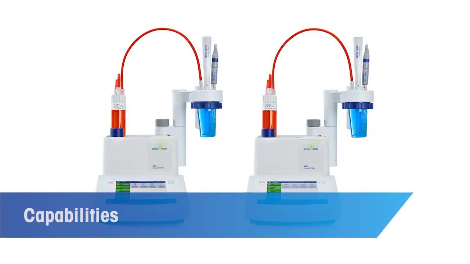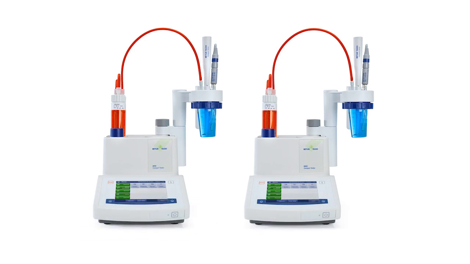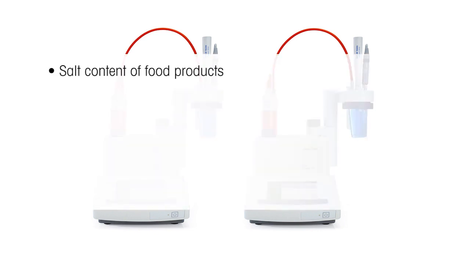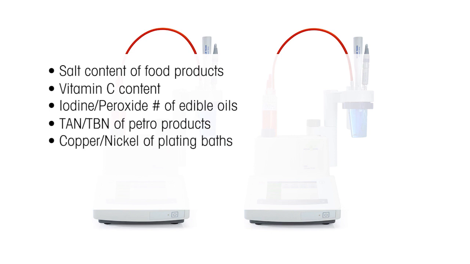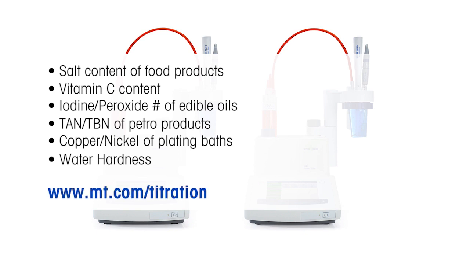This demonstration covered a basic acid-base application on the compact titrators and hopefully showcased its ease of use and flexibility. Other applications include salt content of food products, vitamin C content, iodine and peroxide number of edible oils, TAN and TBN of petroproducts, copper and nickel of plating baths, water hardness. Greater detail on their capabilities can be found in the instruments brochure, which can be found on mt.com/titration.